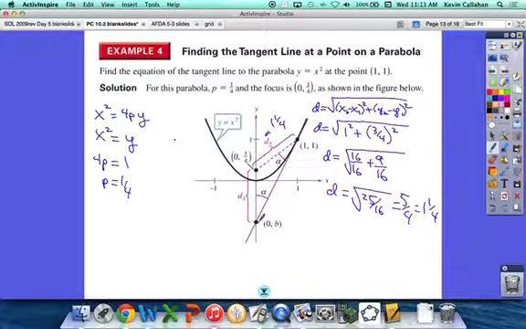So what's the coordinates at that point? If this distance is 1 1/4, you're starting at 0, 1/4. You're going straight down. What does that make this? 0, -1. Okay, so now we've got 2 points. We're going to make a tangent line. 1, 1, and 0, -1.